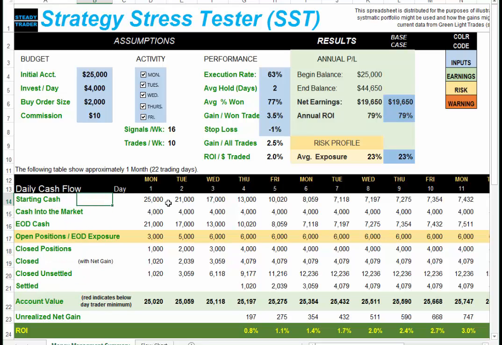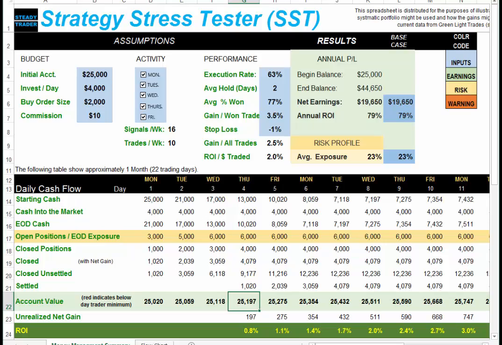Very important. You've got your starting cash, how that changes. Your starting cash has to be there every day to allow you to put the cash into the market that you want to, which is what you said you want to invest per day. Then what you're closing every day, which really is predicated on how long you're holding positions, how that settles. You've got the closed positions, closed with your gains, closed unsettled, and closed settled. And then, again following the color coding, green earnings. Your account value changes and goes up over time, and your ROI.